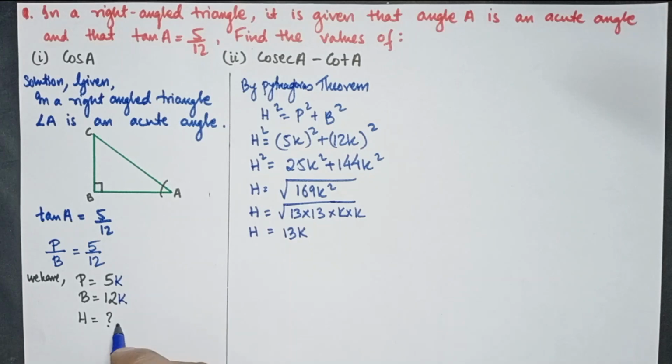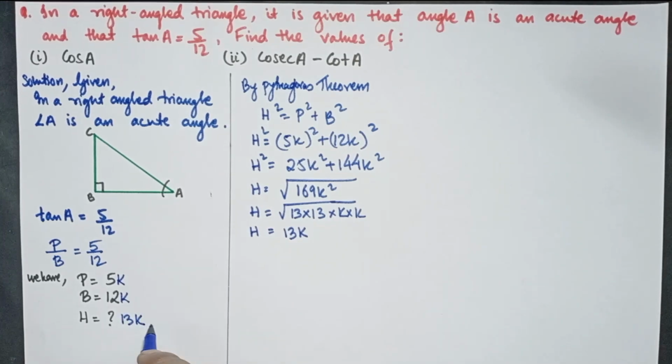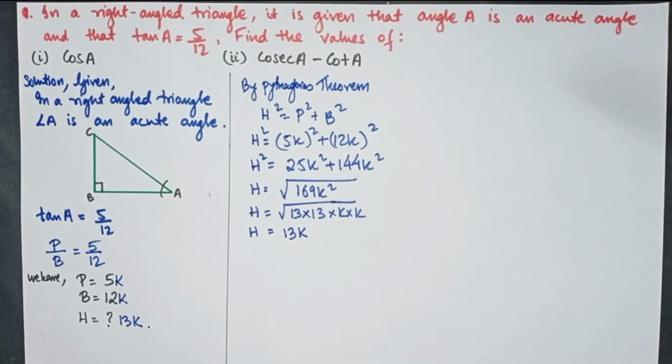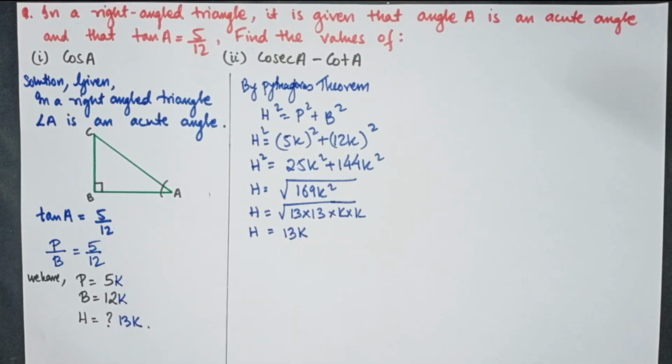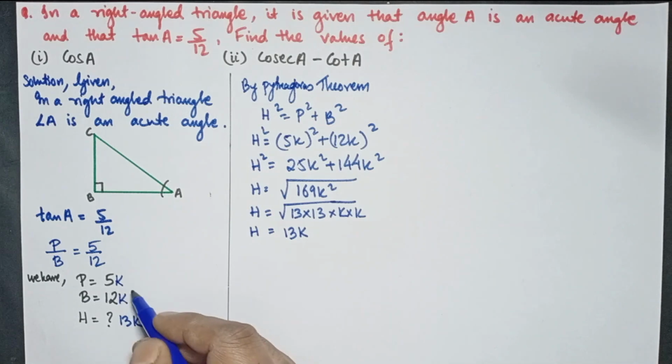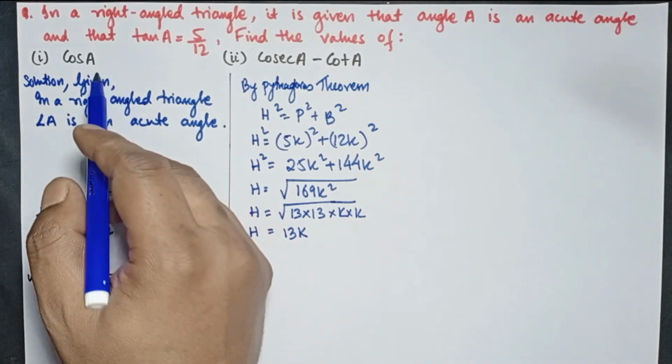So what is the value of h? I got 13k. Okay, so I have already told you, if you do not write k also, you will get the correct answer only. But this is the correct process because you have to put the value of k. Now what you have to do, number one.